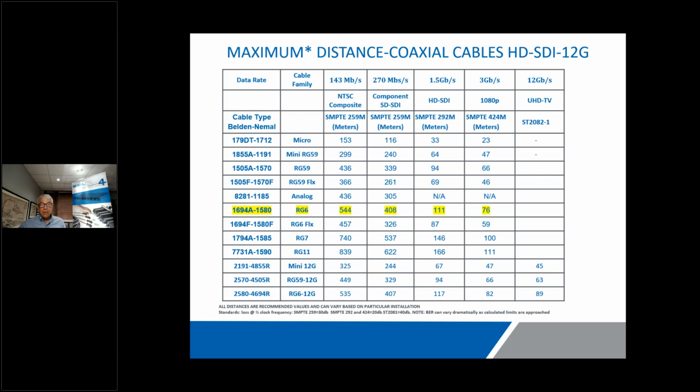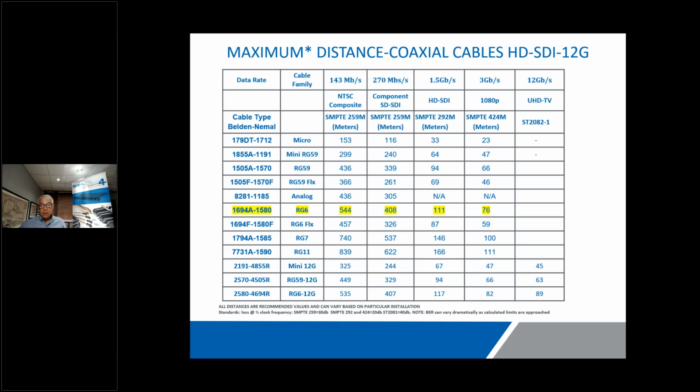You'll note at the bottom that all of these distances are recommended values, and they can vary, and I'll add they vary dramatically based on particular installations. So these numbers may be great on a perfect day if it's 59 degrees, if the termination's perfect, if there's no bends, and everything else is perfect and the sun's shining.